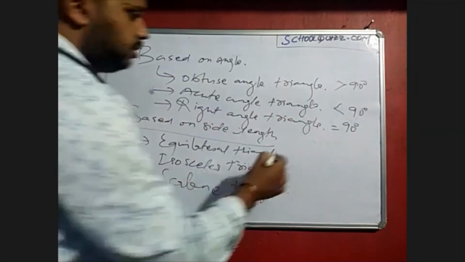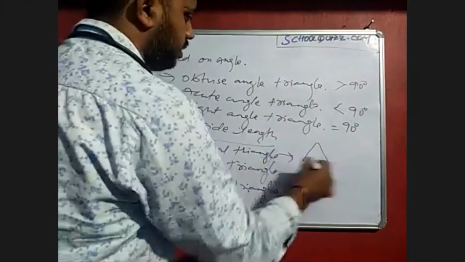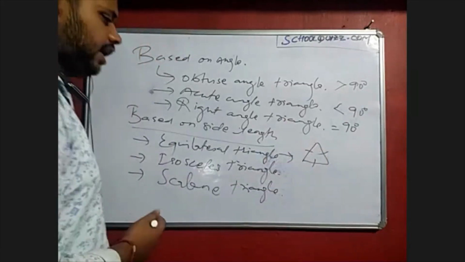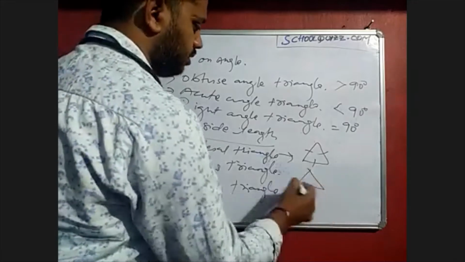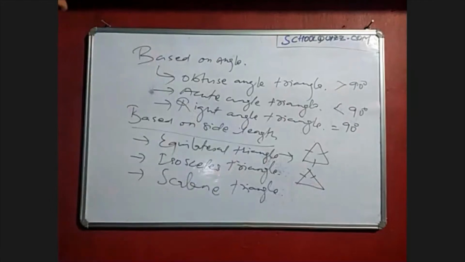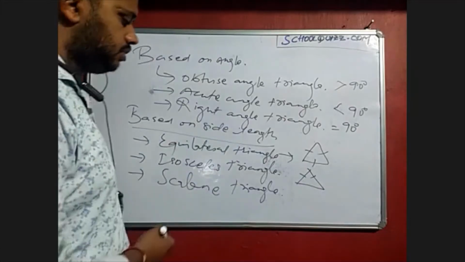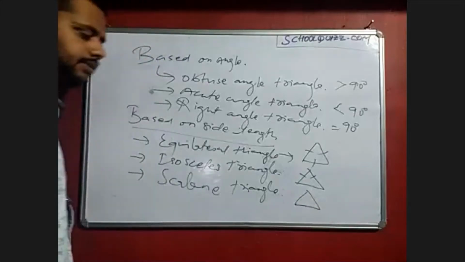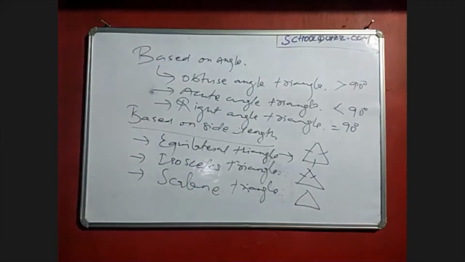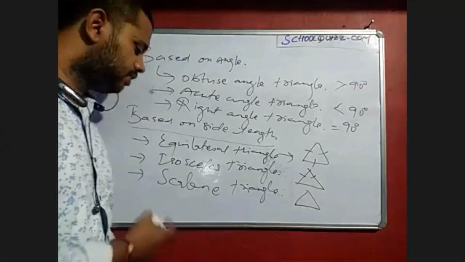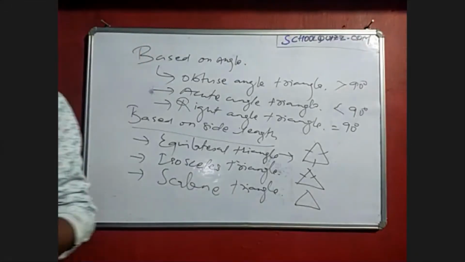Equilateral triangles mean all sides are the same. If all sides are the same, then we can say it is an equilateral triangle. Isosceles triangles mean any two sides are the same, suppose these two sides are the same, and the base will be different. That is for isosceles triangles. And scalene means all sides are different. We don't have the same length for any sides. They are not matching any side. So if all sides are different, then we can say that is a scalene triangle.